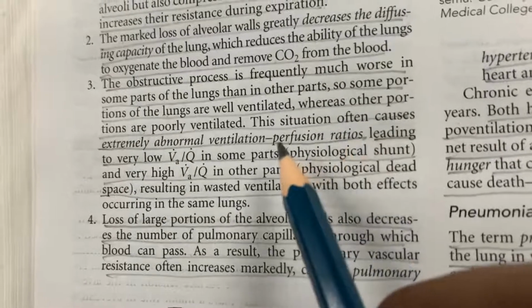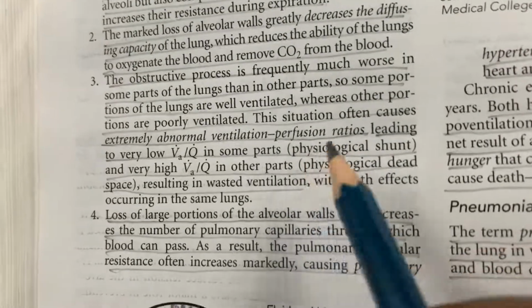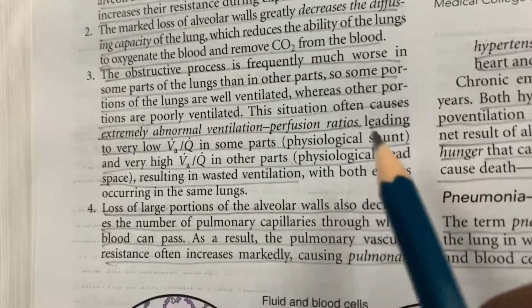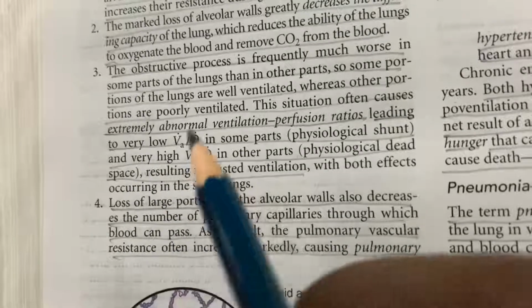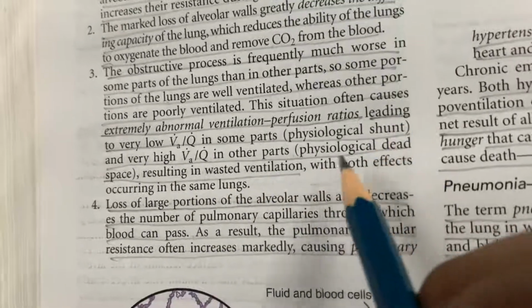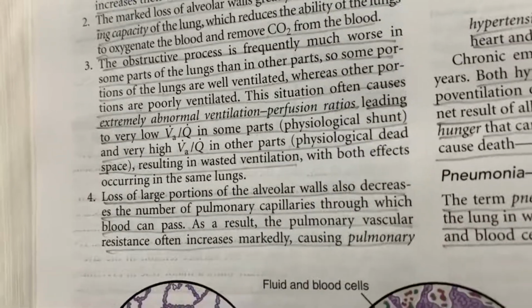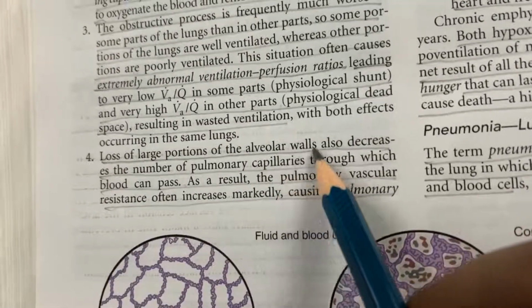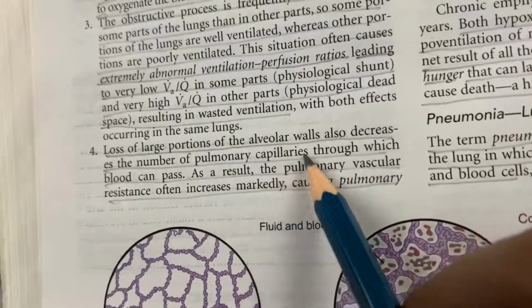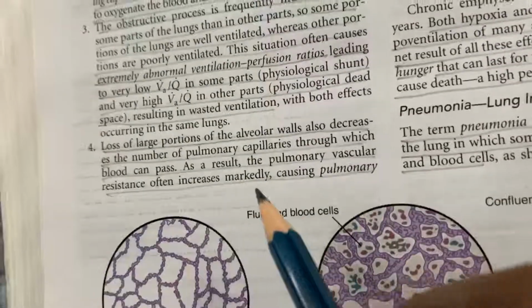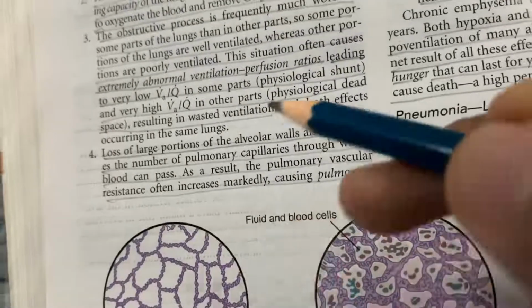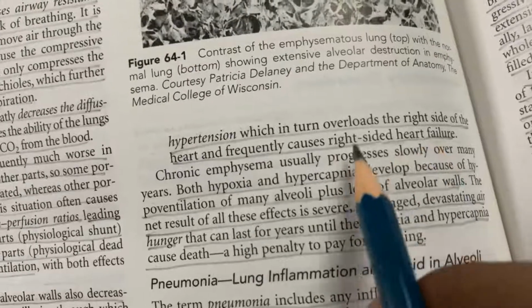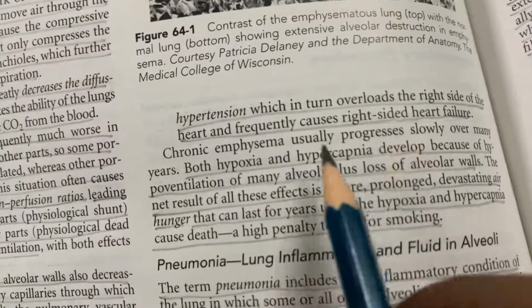This situation often causes extremely abnormal VA/Q ratios, leading to very low ventilation perfusion ratios in some parts, that is causing physiological shunting, and very high VA/Q in other parts, that is causing physiological dead space, resulting in wasted ventilation. Loss of large portions of the alveolar walls also decreases the number of pulmonary capillaries through which blood can pass. As a result, pulmonary vascular resistance often increases markedly, causing pulmonary hypertension, which in turn overloads the right side of the heart and frequently causes right-sided heart failure.